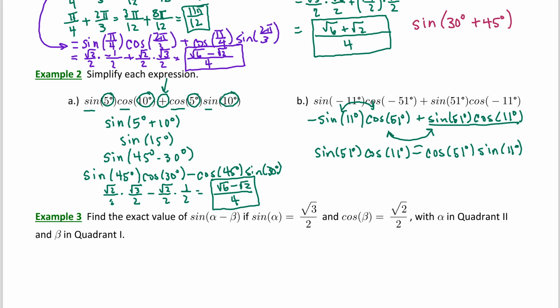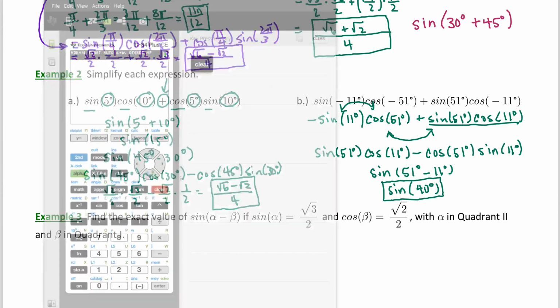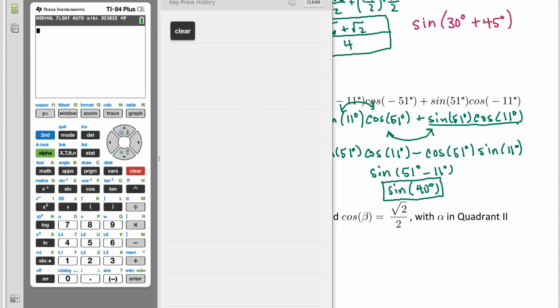And remember, we know it's a difference because this is a negative sign. So we can condense this down to sine of 51 degrees minus 11 degrees. So that's going to give us sine of 40 degrees. Now, we won't be able to evaluate this one with a sum or difference of unit circle values, but we can certainly check it on the calculator.